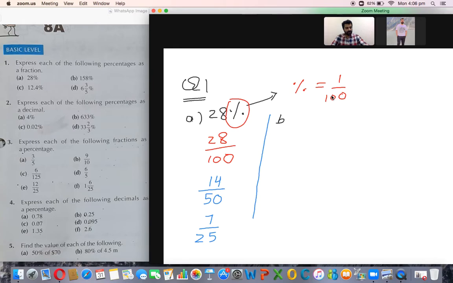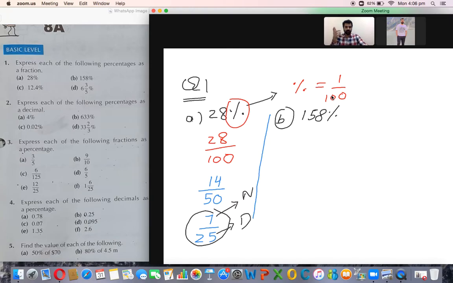Similarly, you can do part number B, which is 158%. Now the question was to convert percentage into fraction. A fraction has a numerator and a denominator. So we have 7 as a numerator and this one as a denominator.